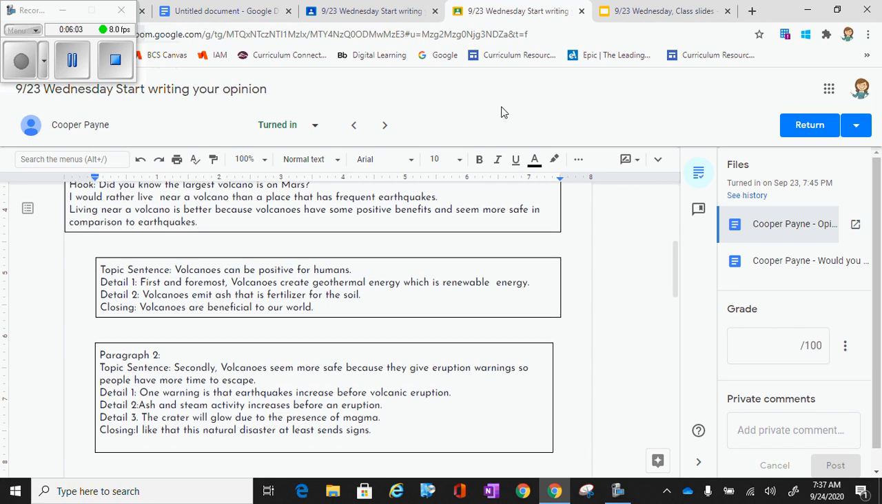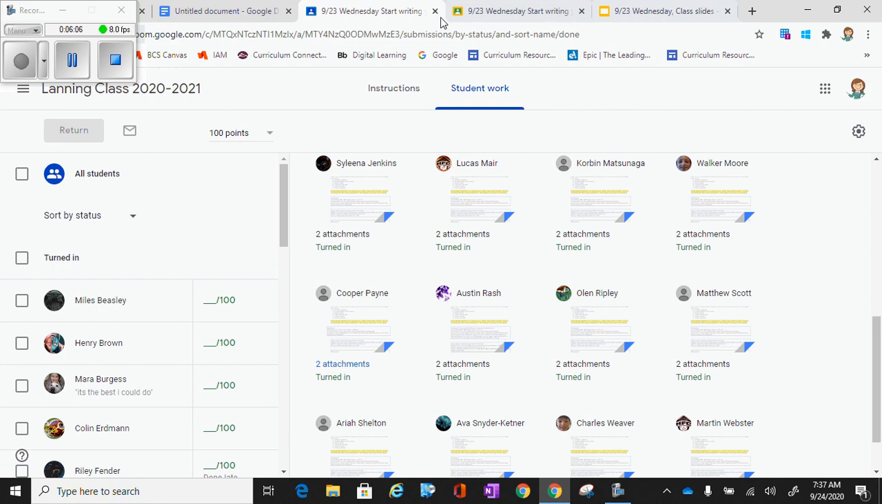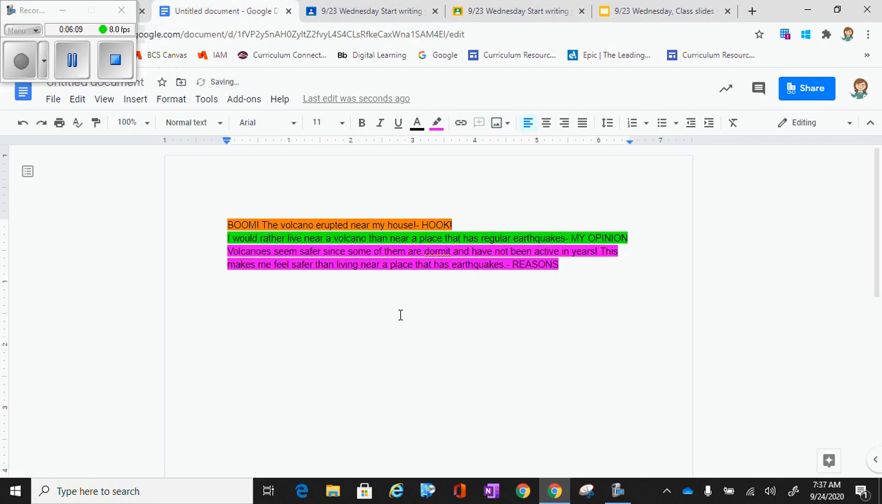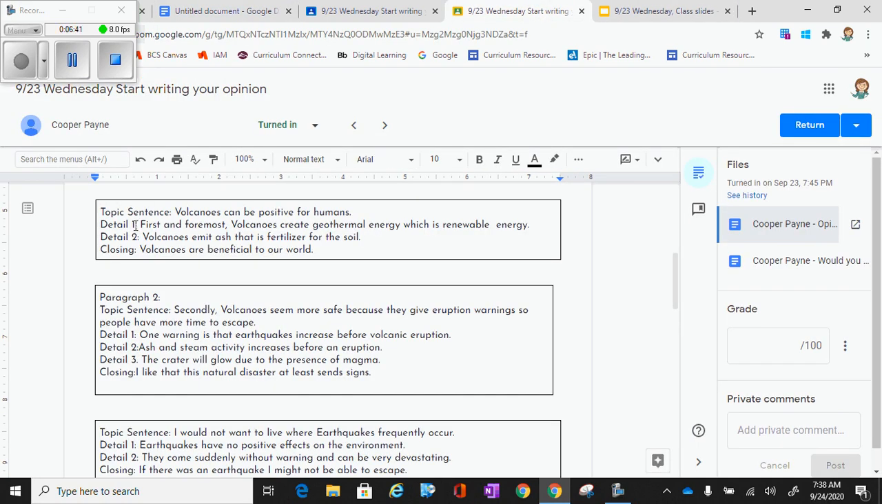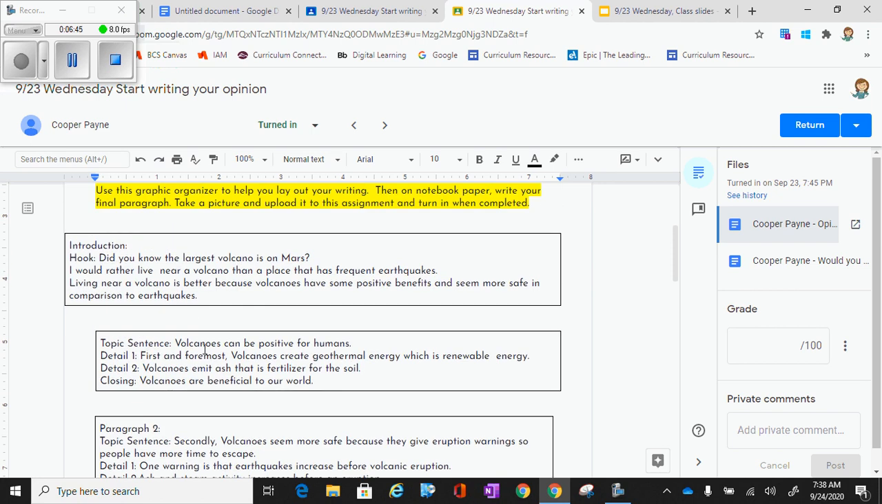And so let's look at what Ms. Schultz has done here. This is not how I would write my paragraph, but I'm going to turn off my highlighter and show you real quick my 3 reasons why I want to live near a volcano. According to Ms. Schultz's paper, the first one is they are positive for humans. And if we go back and look, that was volcanoes can be positive for humans. That's one of her reasons.